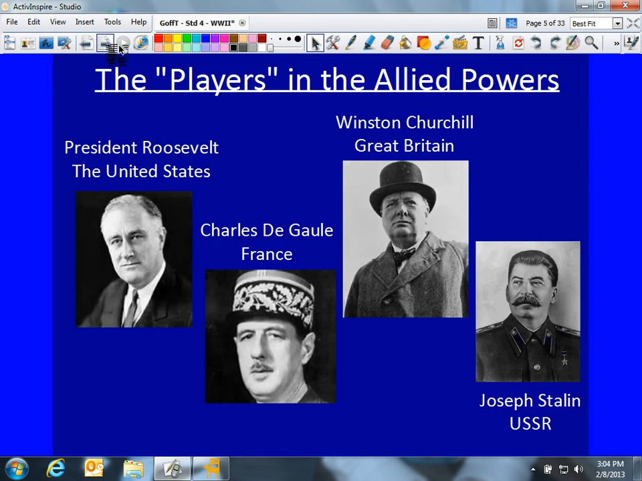The players in the Allied powers were President Roosevelt here in the United States, Charles de Gaulle from France, President of France, and then Winston Churchill from Great Britain. He was the Prime Minister, so he was kind of like the President in Great Britain, and then Joseph Stalin from the USSR.